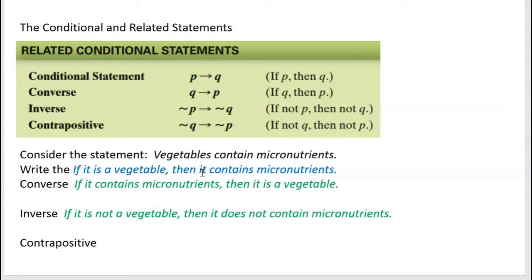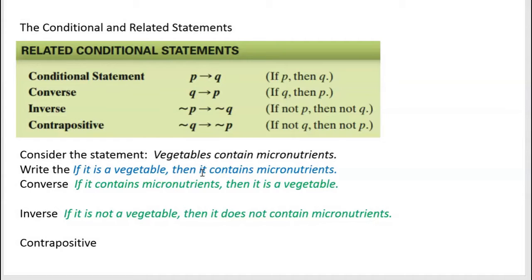Now, what do you think about the truth value of that? If it's not a vegetable, then it does not contain micronutrients. Now, once again, what about a fruit, right? The fruit's not a vegetable, but it definitely contains micronutrients. Some of them very many, like a blueberry. So it sounds like for the converse and inverse, we have a truth value problem compared to the original.